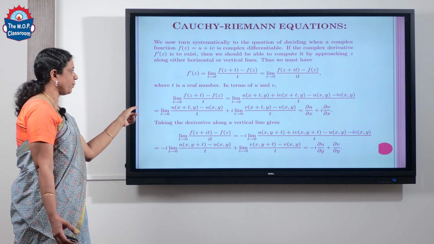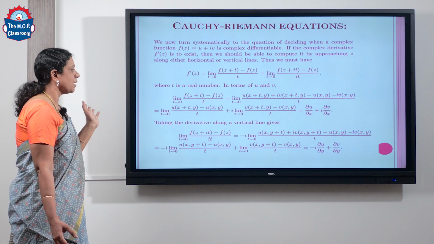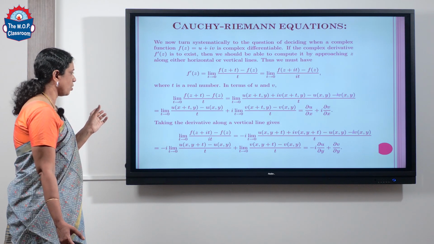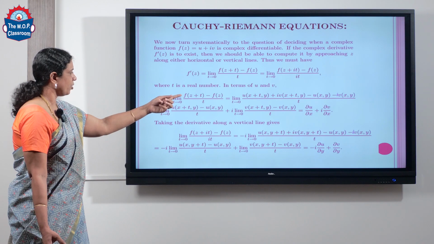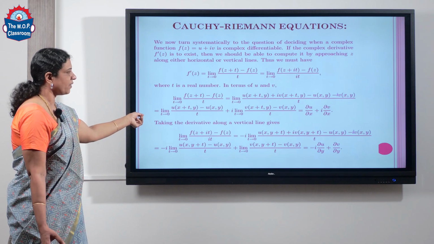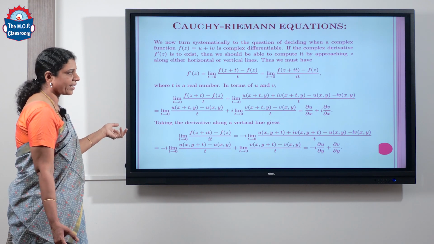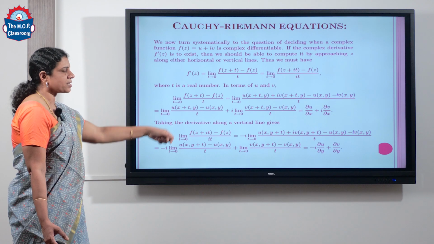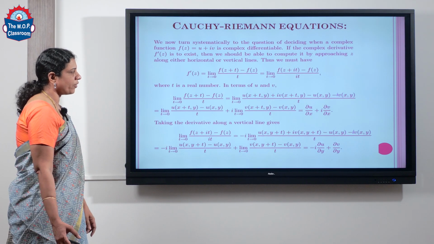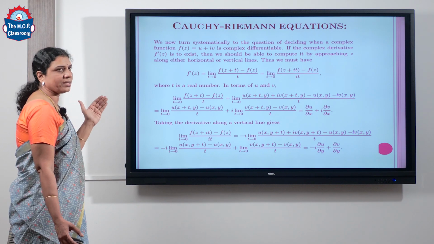Now the derivative will bring u(x,y) towards. So we get the equation ∂u/∂x + i ∂v/∂x. Similarly, the derivative along the vertical line. The first one is along the horizontal axis, the second one along the vertical axis. You will get the second equation as −i ∂u/∂y + ∂v/∂y. The left hand side of both is the same, so we can equate the right hand side.